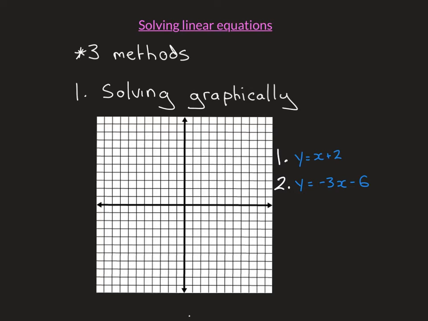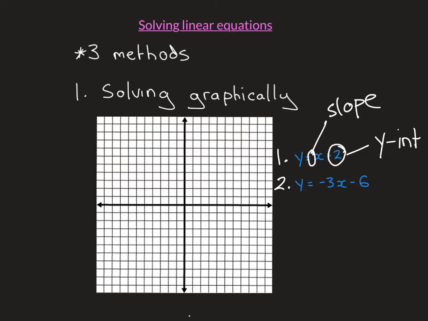So if we look at this first equation here, our 2 is our y-intercept, and the number in front of the x is going to be the slope. In this case, there is no number in front of the x, so we can say that there is a 1 there. So our slope is going to be 1.